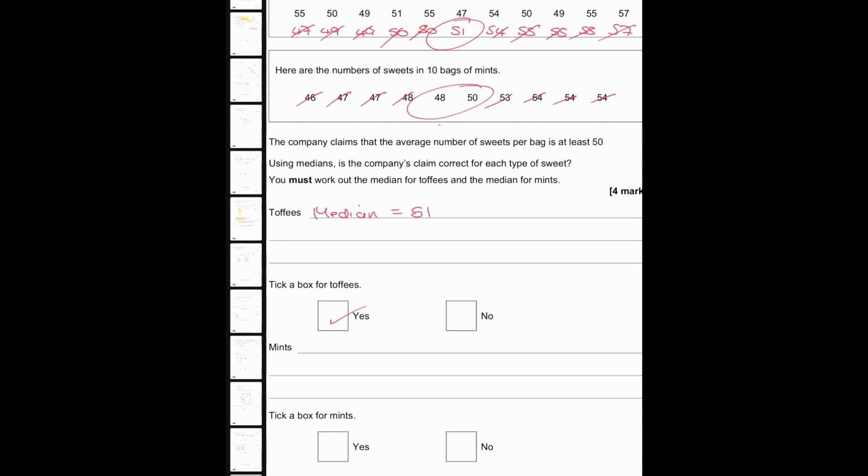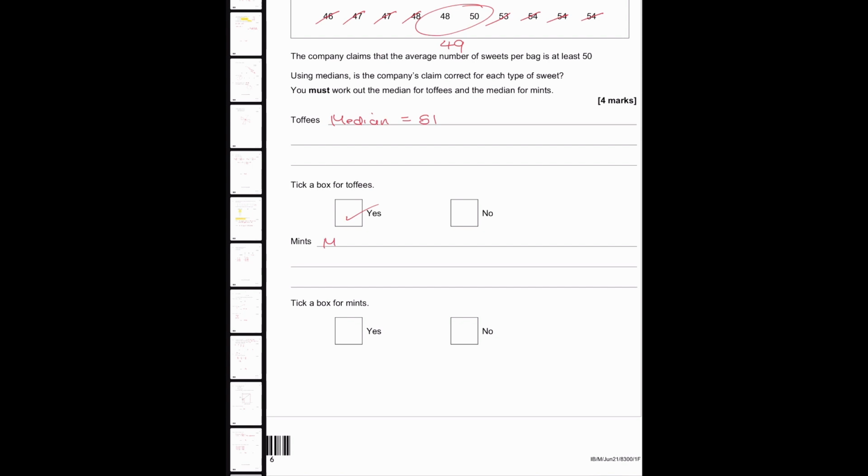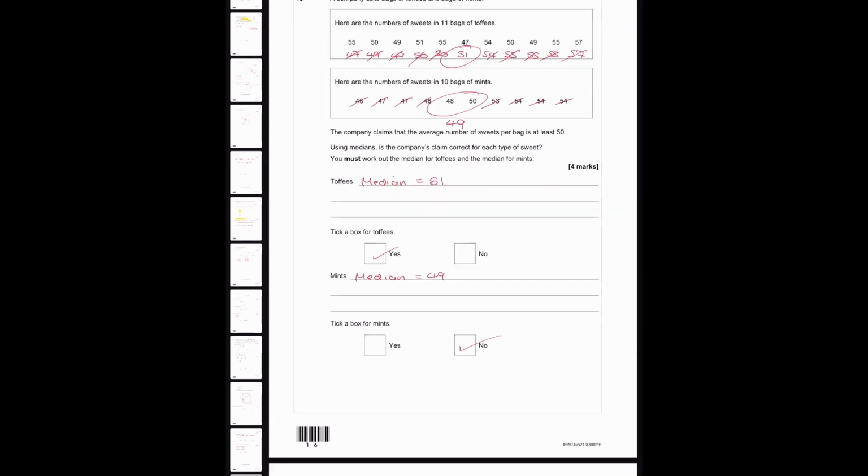In this case, the middle has 2 numbers. This means we need to find the middle of these 2 numbers. The middle of 48 and 50 is 49. So the median is 49. This is less than 51, so he is wrong about the mints.